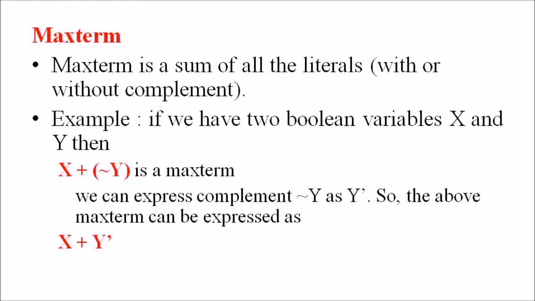Maxterm is a sum of all the literals with or without complement. So in the previous lecture we had discussed minterm. Minterm is the product of all the literals, while maxterm is the sum of all the literals with or without complement. For example, if we have two Boolean variables x and y, then x plus y or x plus negation y is a maxterm. We can express the complement negation y as y dash, so the above max term can be represented as x plus y dash or y complement. So if we have two variables, then the max term will consist of the sum of both the variables.